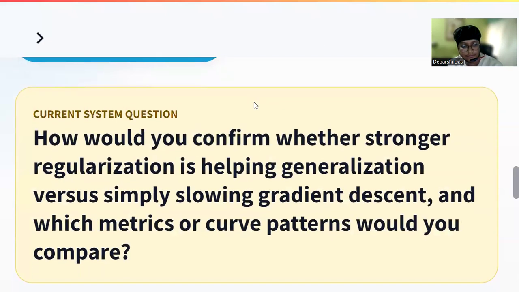How would you confirm whether stronger regularization is helping generalization versus simply slowing gradient descent, and which metrics or curve patterns would you compare?